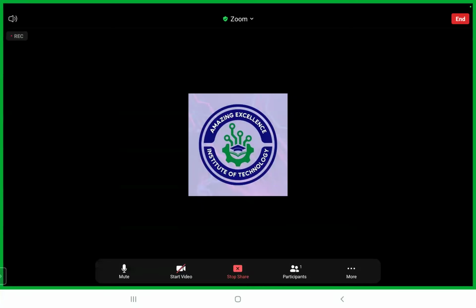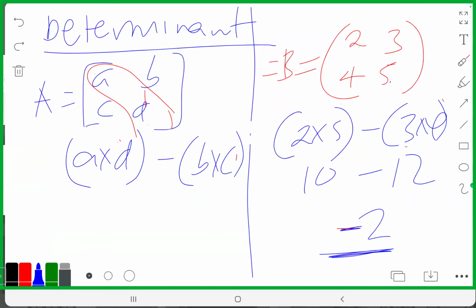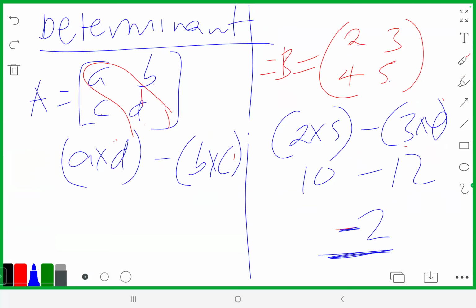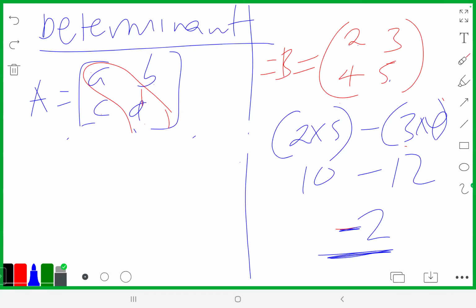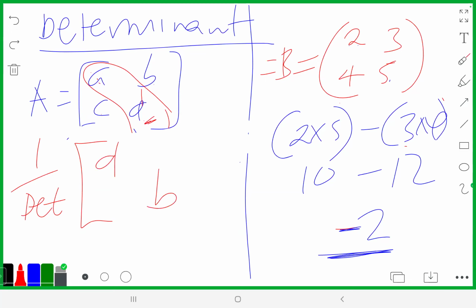Now, the other question that we can ask ourselves is how to find the inverse. How do you invert a matrix? How do you find the inverse of a matrix? It's very simple. You say 1 over the determinant that you have found, times the matrix where you swap the entries in the major diagonal. Where there is D here, D comes here, then they swap with A, okay? So swap the entries, right?